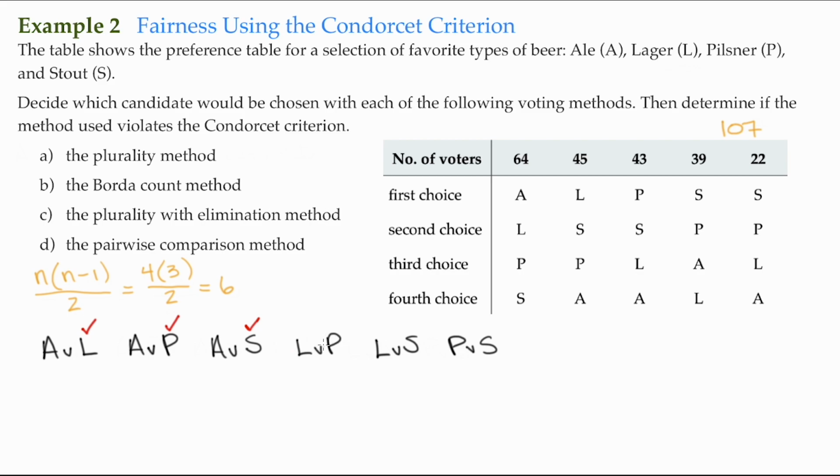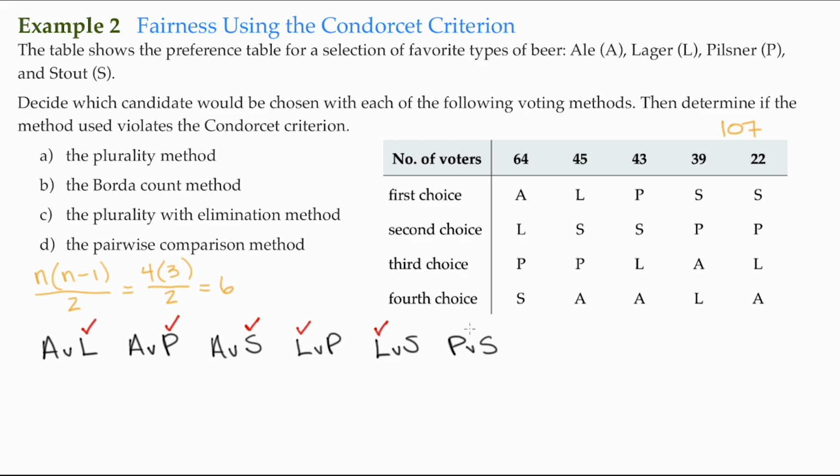We'll do lager and pilsner. Lager gets 64 here, 45 here, and I think that's it. That's 64 and 45, that's 109. So that's a majority. So lager wins in a head-to-head with pilsner. We'll do lager and stout. Wins right here, wins right here. That's 109 again. So lager wins again. And as you could see right away, lager wins here, lager wins here, and lager wins here. There's only 3, so they already won.